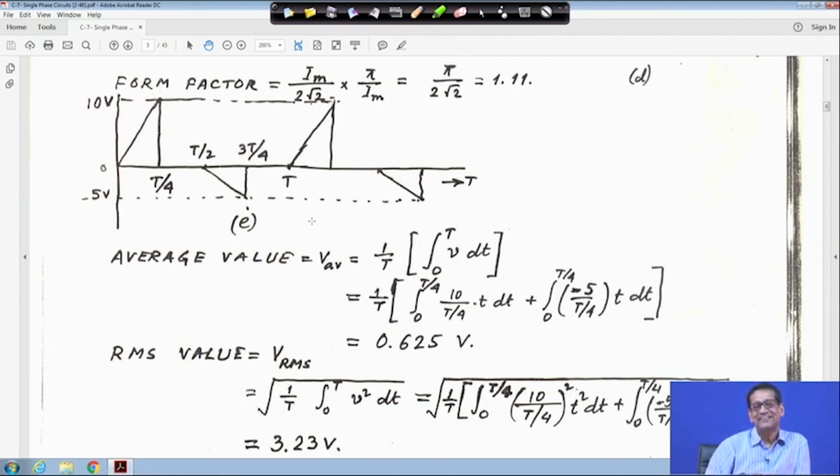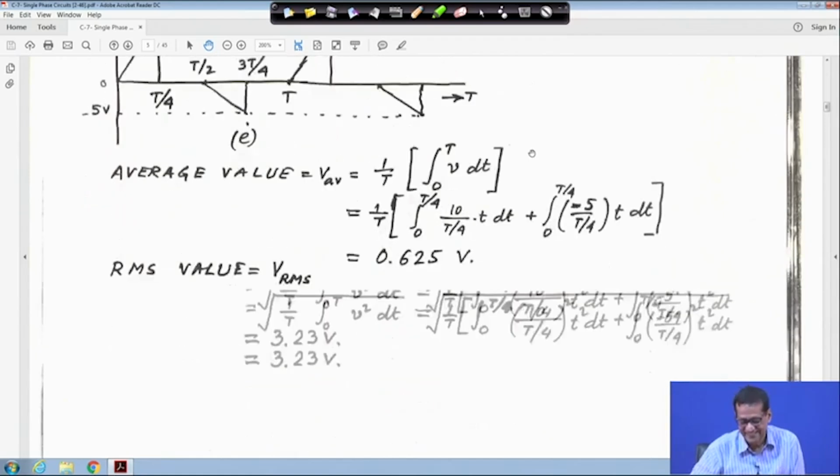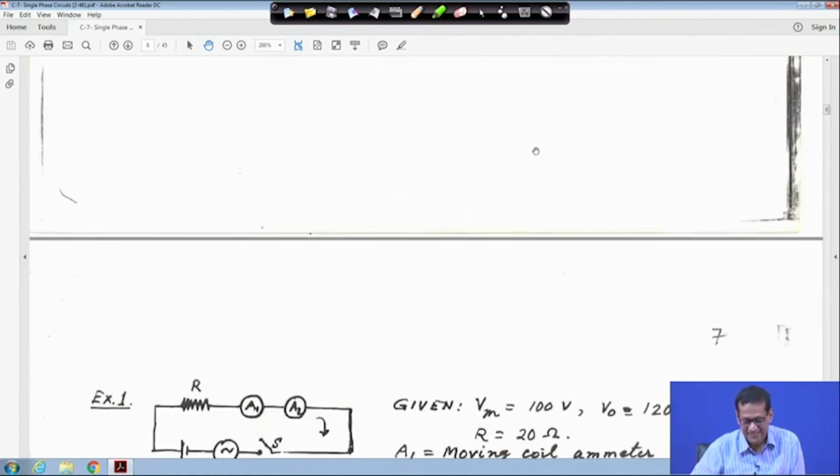Whatever you can see here is my class notes. I have scanned them completely for you, just to see that things are okay or not. Anyway, so this is the thing.